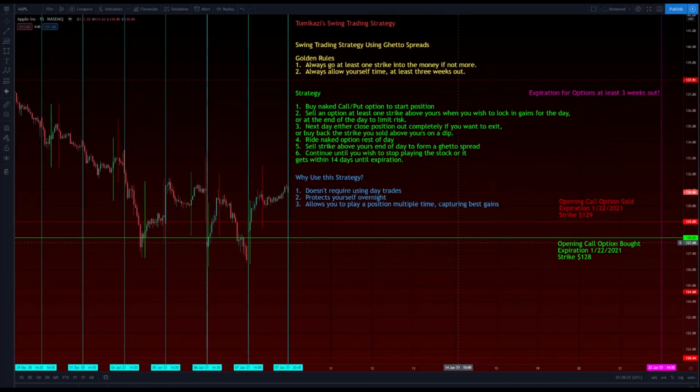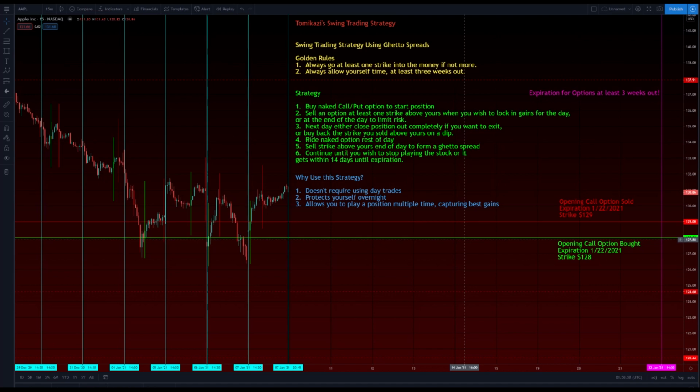Tamakaze here, talking about a swing strategy that you can use to lock in profits and save yourself a whole bunch of headaches. I've highlighted a strategy here to try to make it as simple as possible, using Apple from the last 7 days.